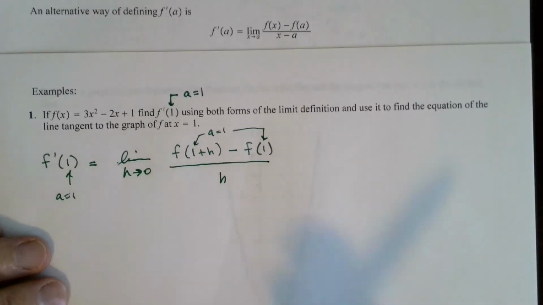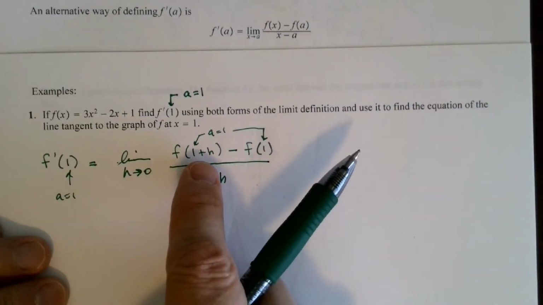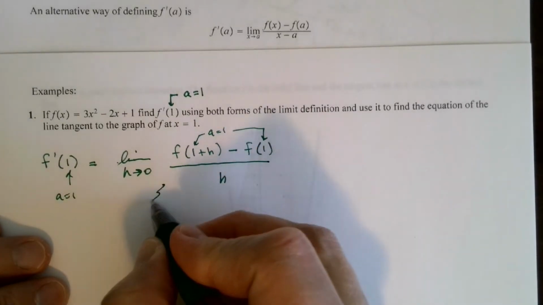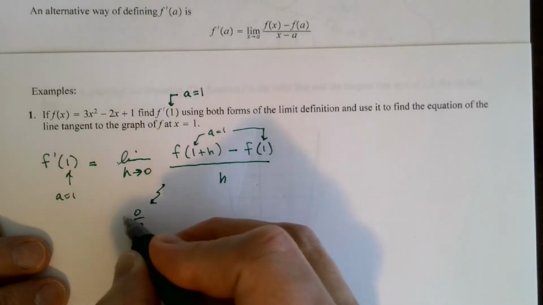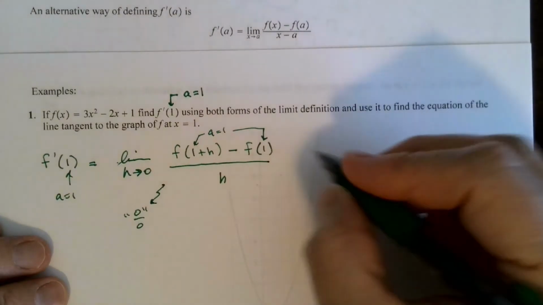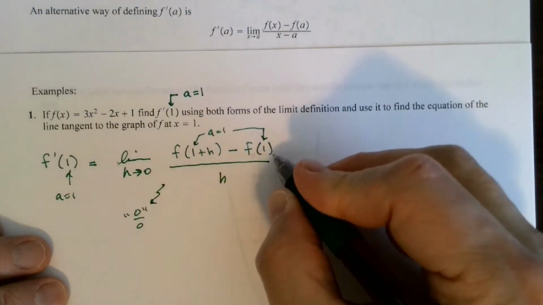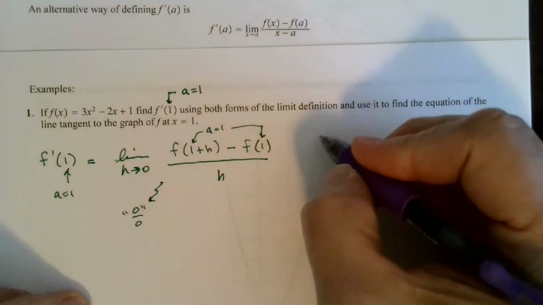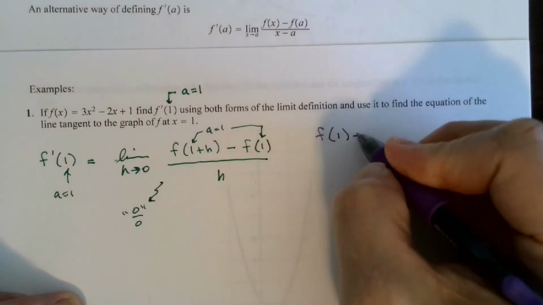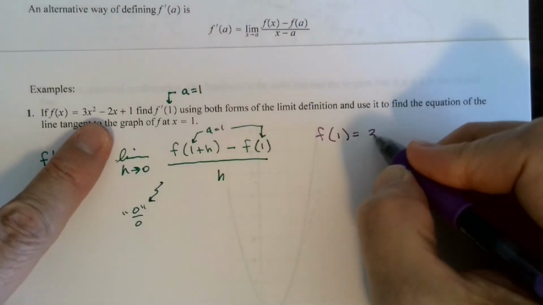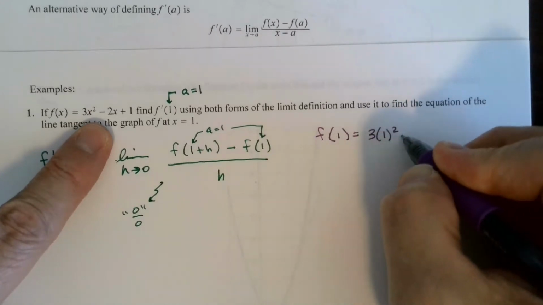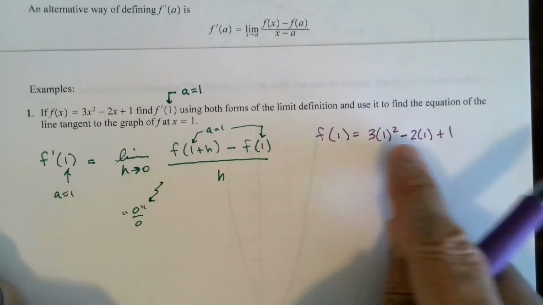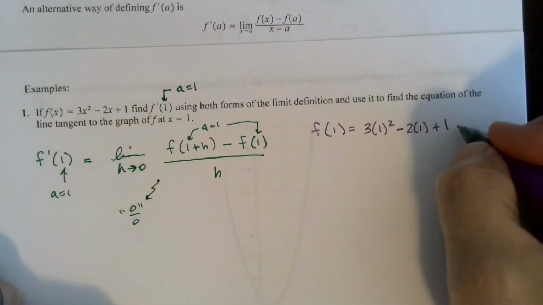Now, when I look at this, notice if I plug in h equals 0, I get f of 1 minus f of 1, which is 0, over 0. Again, this is indeterminate, so this is where we're going to have to do some work. So first of all, we need to figure out what f of 1 plus h is and what f of 1 is. Well, f of 1, I can easily evaluate. Just plug into the function, and I get 3 minus 2 is 1, plus 1, I get 2.